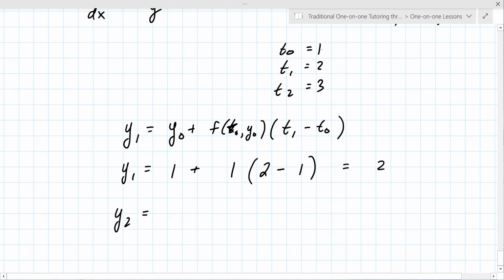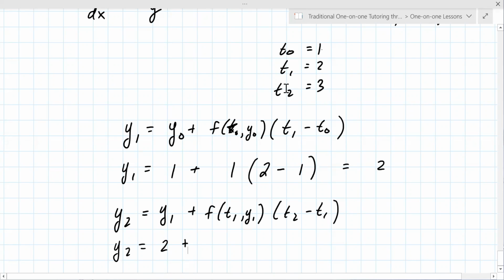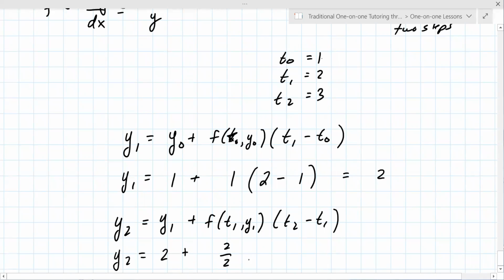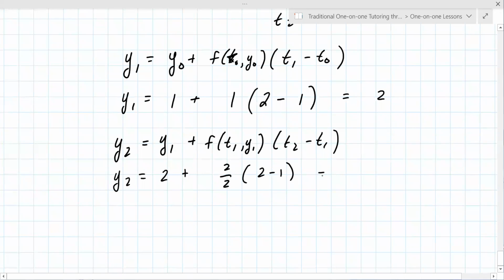y2 is equal to, and this is where you've got to pay attention to the indexes, y1 plus f of t1 comma y1 times T2 minus T1. But you already have y1. y1 is your previous answer. y2 equals your previous answer plus, and this is maybe the hardest part, you have to stick the previous answer for y and the t value you're using, or the offset, into this differential equation. So in this case, it ends up being 2 over 2 times 2 minus 1. So you get 2 plus 1, which is 3.